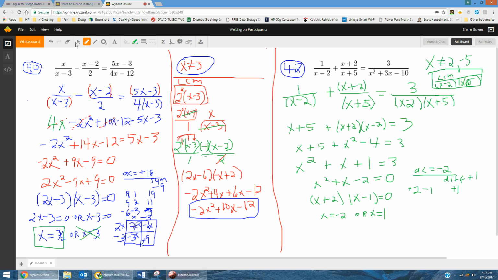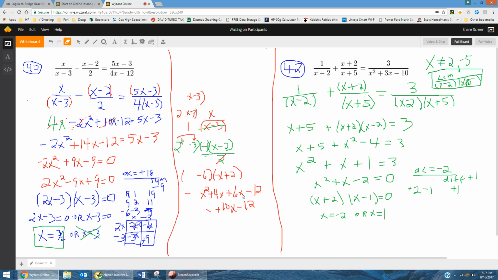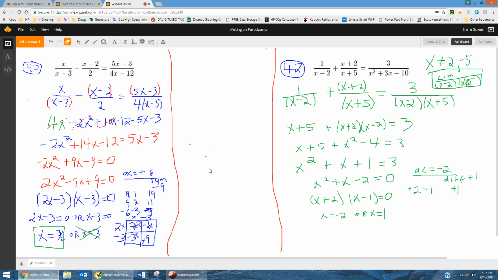Let's just try. I'm going to erase this scrap paper because it's on video. So you can copy down that scrap work if you need to. And let's just take a look at how we check those answers. So let's check the 1. That looks like an easy one. I'm going to put 1 wherever there's an x.